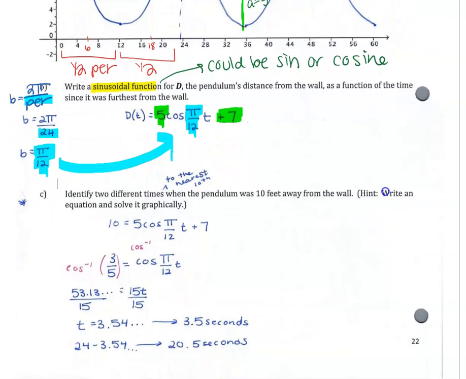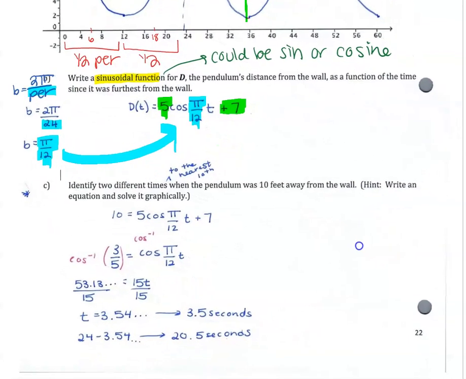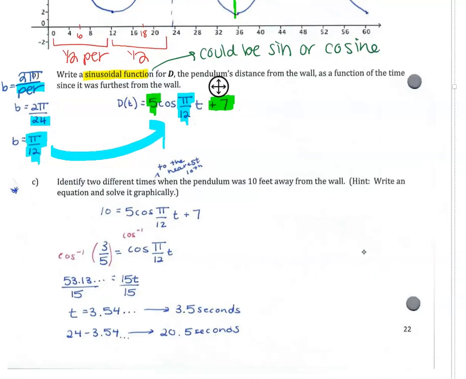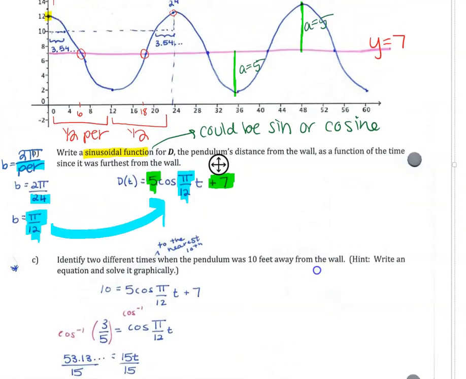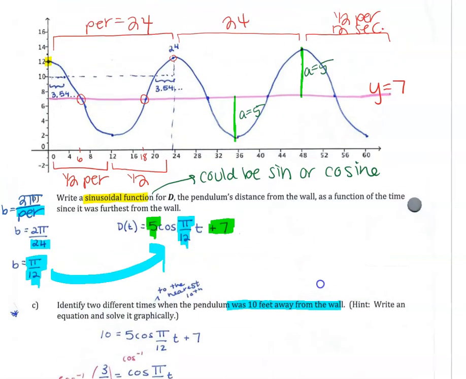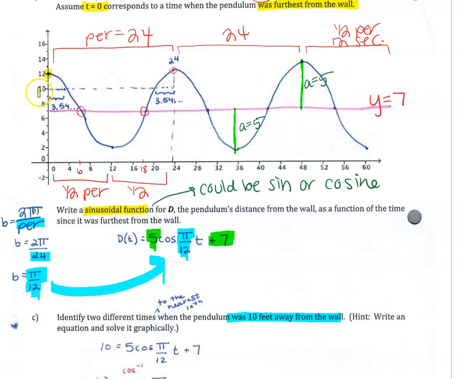Now, identify 2 different times to the nearest tenth when the pendulum was 10 feet away from the wall. Hint, write an equation and solve it graphically. Okay, so we're going to solve it graphically and algebraically. So let's first look at the graph. So identify 2 different times when the pendulum was 10 feet away from the wall. So what you're seeing here is an approximation.